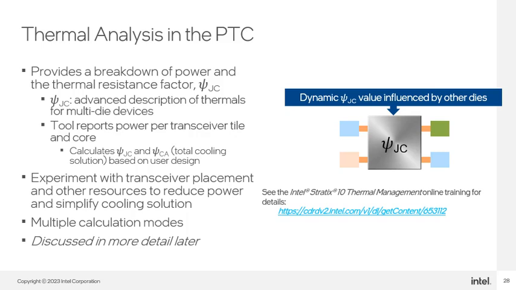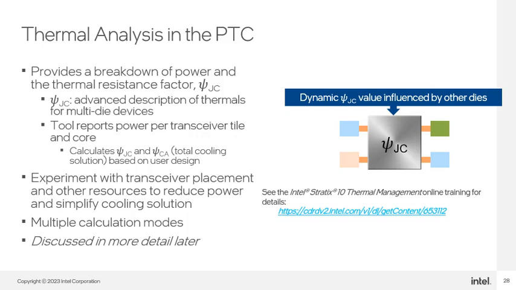This advanced model uses a new thermal modeling term called SciJC. SciJC is best used to describe thermals for multi-die implementations that have a non-uniform distribution. SciJC is a dynamic value that is dependent on the application power and is influenced by multiple silicon dies. As such, multiple values are possible.